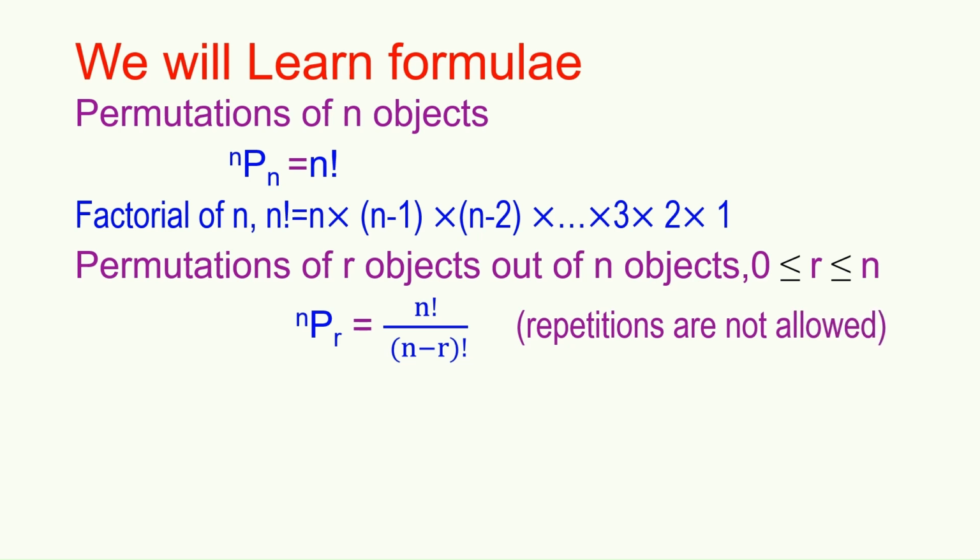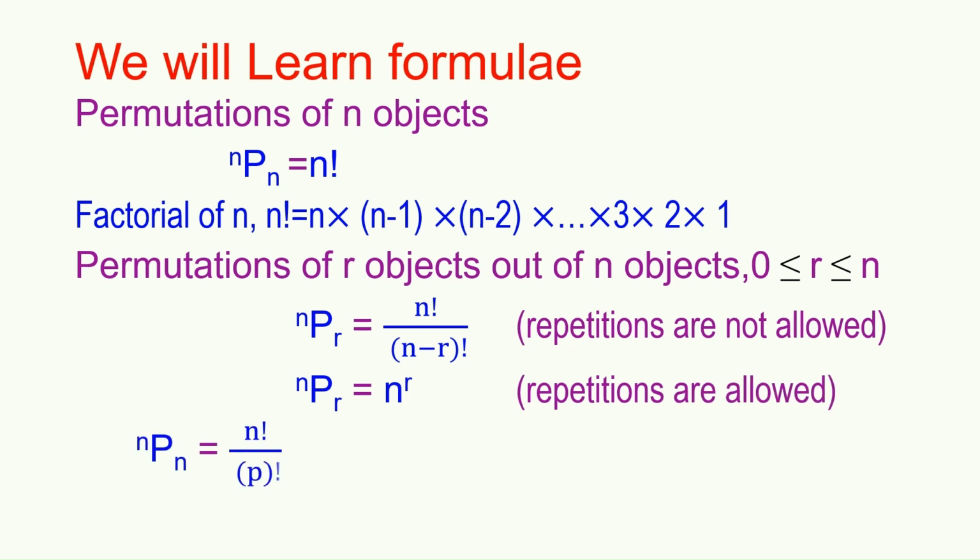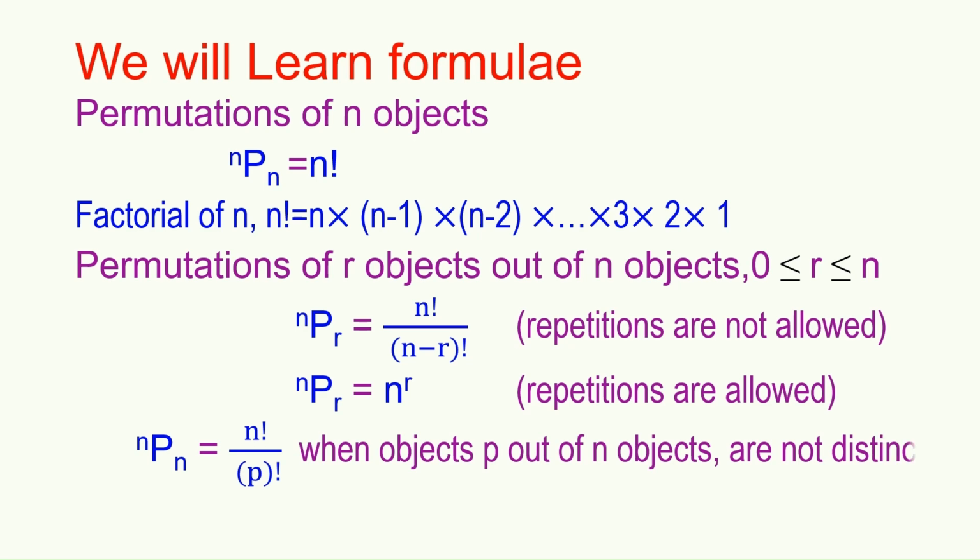nPr equals factorial n divided by factorial n minus r. When repetitions are allowed, nPr equals n to the power of r. When p out of n objects are not distinct, the permutations of n objects equal factorial n divided by factorial p.